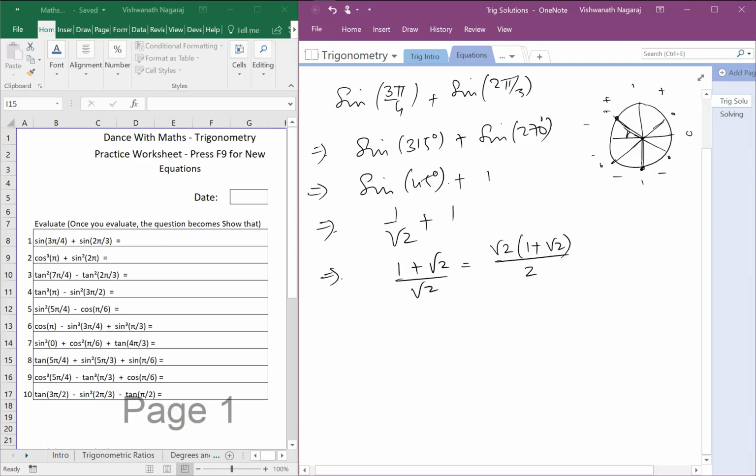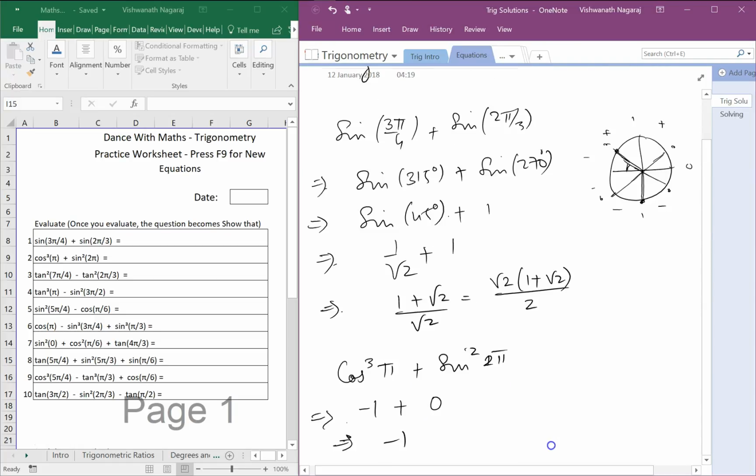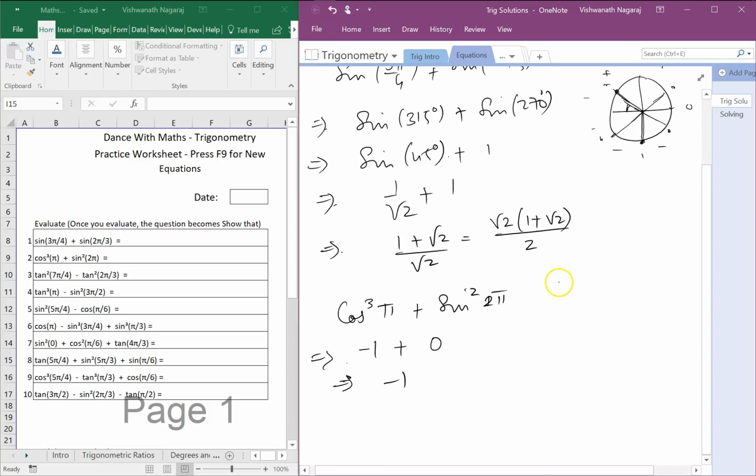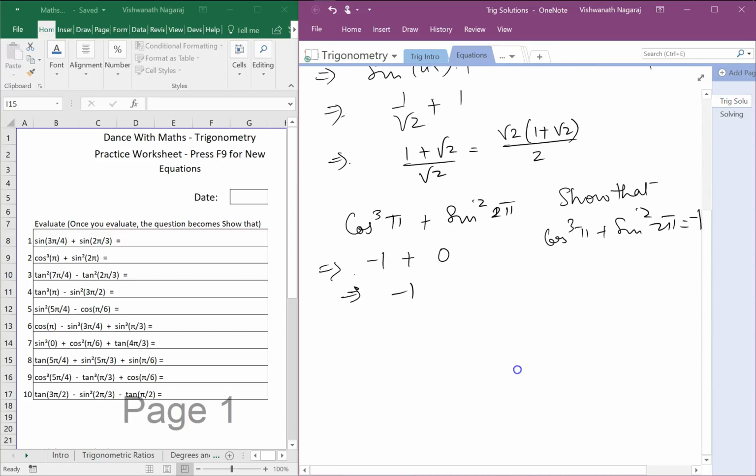Okay, that is one. Let's take the next one. Cos cube pi plus sine square 2 pi. Cos pi, cos 180 is minus 1, plus sine square 2 pi, that is 360, which is nothing but 0. So sine 0 is 0, so the answer is minus 1. Now the same problem can be given in another way. They might say, show that cos cube pi plus sine square 2 pi is equal to minus 1, and then you just have to take the left hand side and solve it.